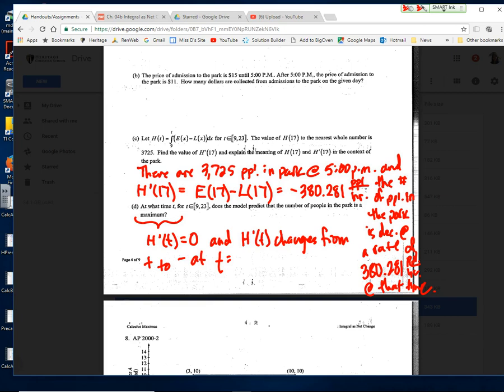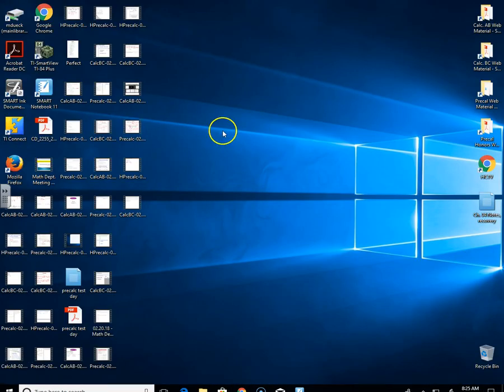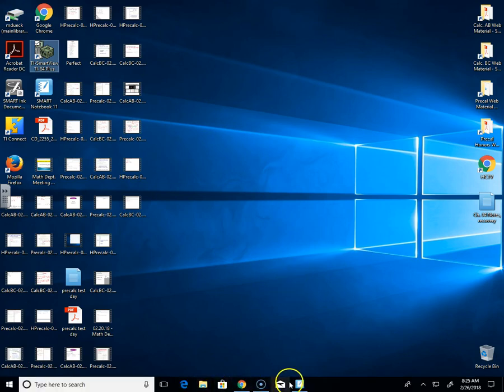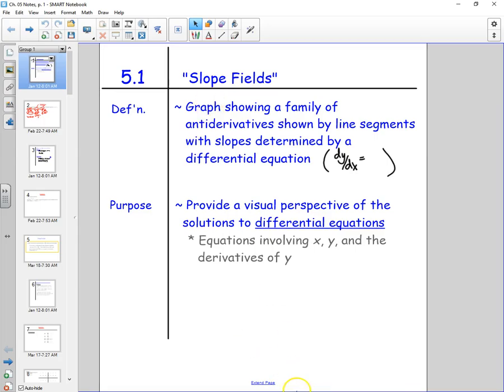The other way of doing it is that you could have taken h prime, which would have been, oh no, that is h prime. Sorry. Don't find the max of this. You would have found a 0 from this, because it's at the moment where the rate of decreasing is greater than the rate of increase. You could have graphed E and L separately, or you could have just graphed E minus L.